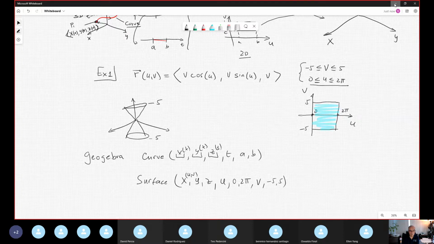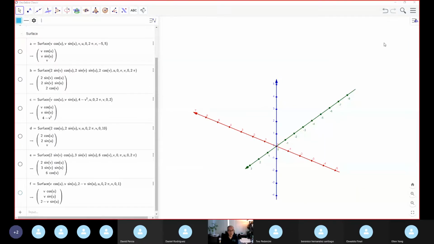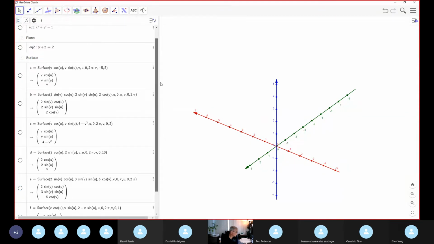Okay. Let me share the screen. There you go. Do you see the GeoGebra window? Excellent. Look there.